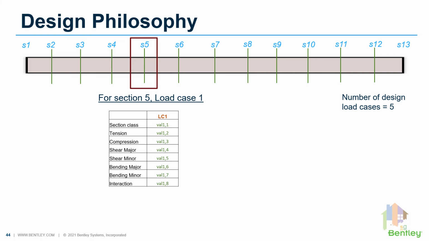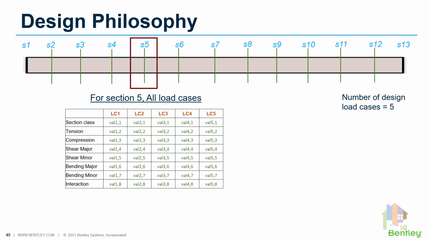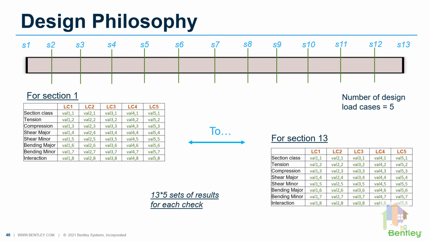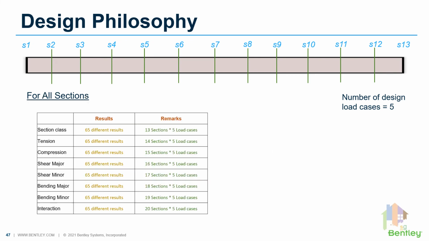check. This is repeated for the rest of the load cases, and at this section, we now have 5 sets of design ratio values for 5 load cases. Repeat this whole process for all 13 sections. This means after design of all sections for all load cases, we have 13 into 5 number of ratio values for each design check, whether it is compression, shear or bending.